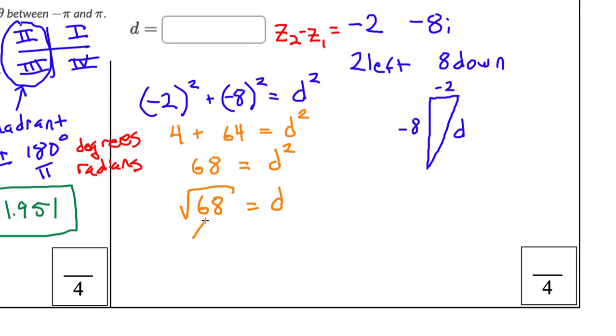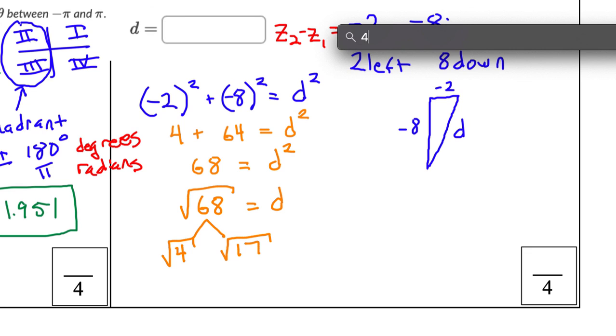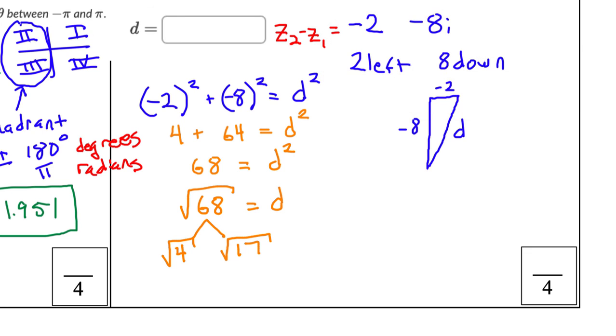68 can be factored as the square root of 4 and the square root of 17. Let me check: 4 times 17 is 68. Good. Which means if I factor it that way, this is still the answer. The square root of 4 times the square root of 17 is 2 times the square root of 17. Yes, and that is our answer, D.